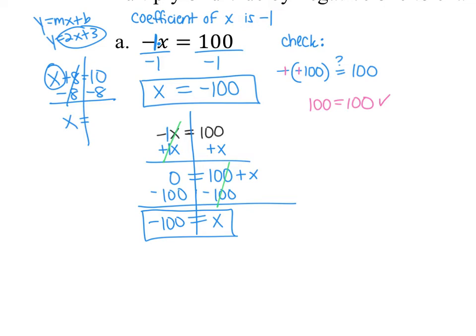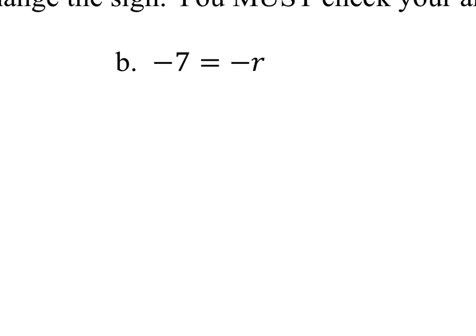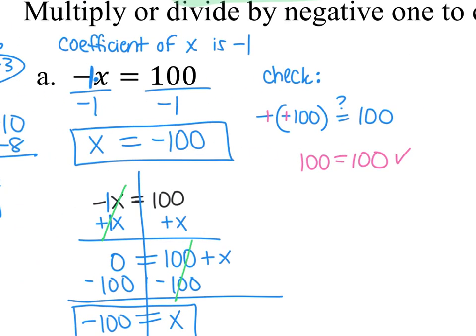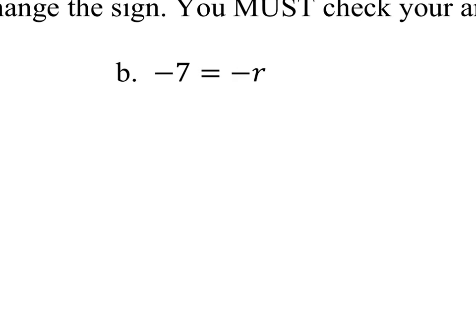Okay, so that was one example. So we have another example we're going to go over here. And this time, the only difference is, again, well, we have a couple differences. Variables on the right side again, and then this number is negative. Over here, the number was positive on the opposite side. So let's do the first strategy.